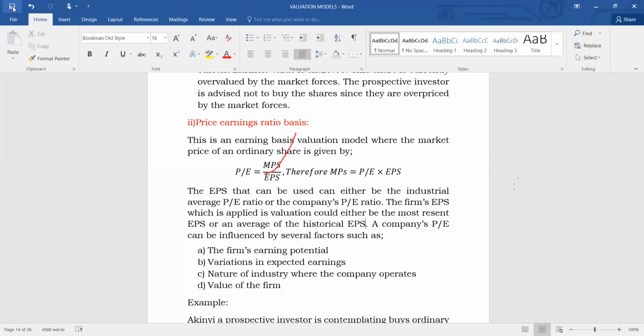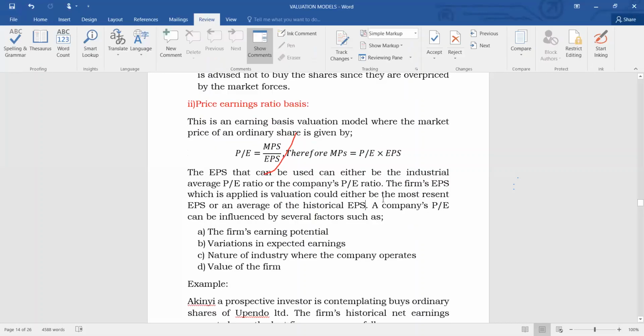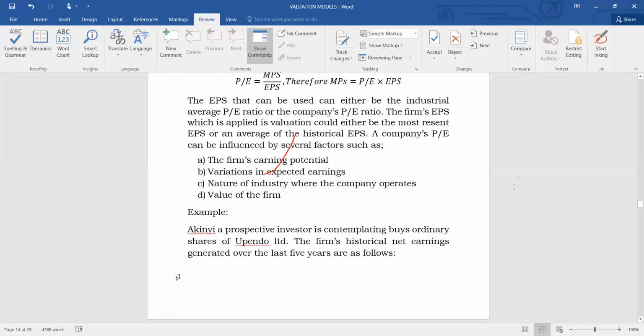A company's price earning ratio is influenced by various factors. Okay, there's a small example I've given here.